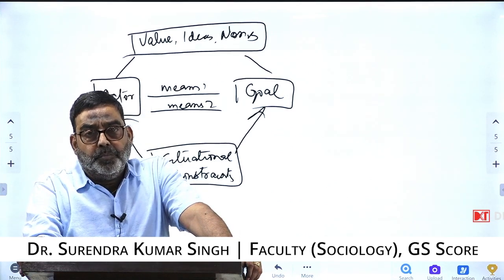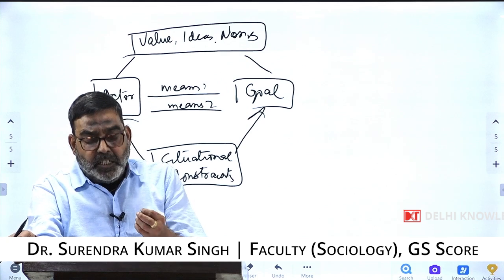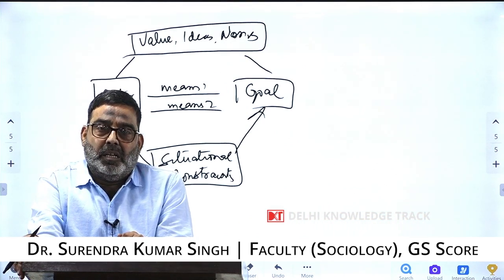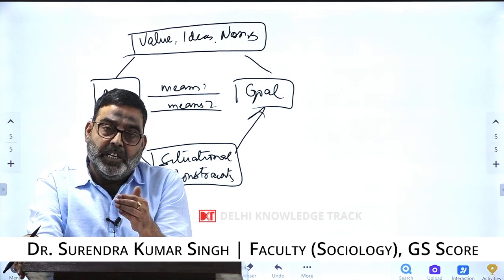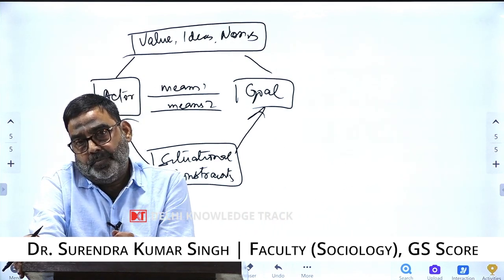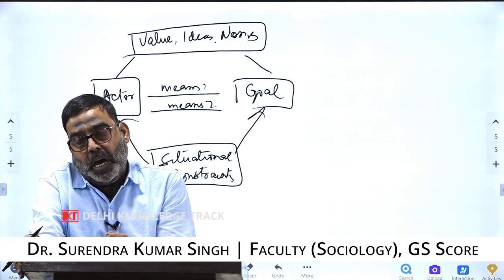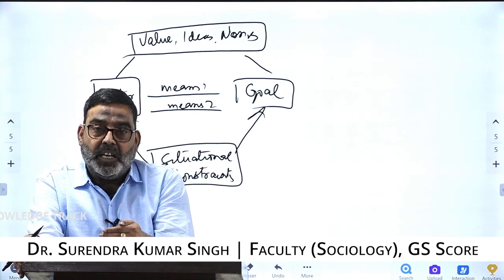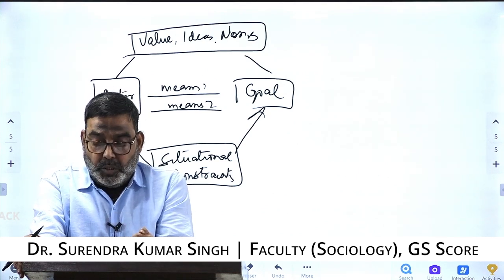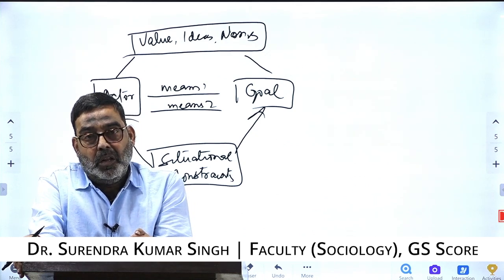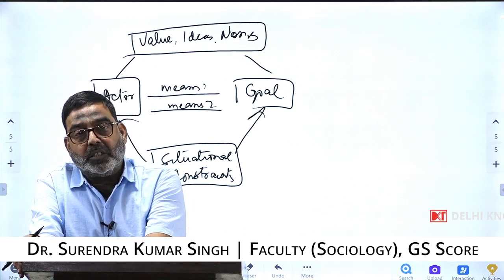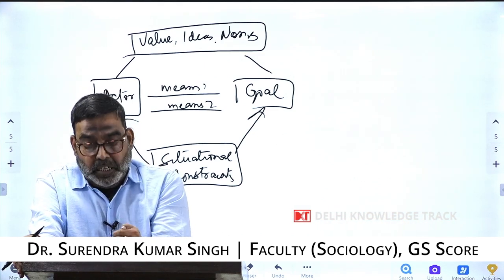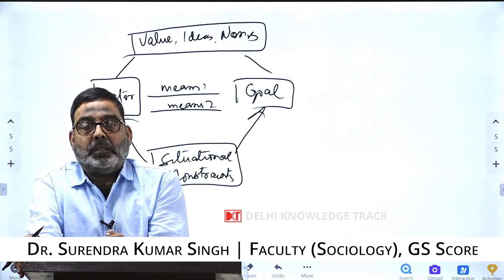For example, if you say the actor is a working woman who is a BA pass. She realizes that if she gets a BA honors degree, she will be getting promotion. Her salary would be increased. There will be an increment in the salary. So the actor, a working woman who is a BA pass, the goal is BA honors. Now, if any actor has to do the BA honors, then what would be the normative order? The normative requirement that the candidate must be BA pass.